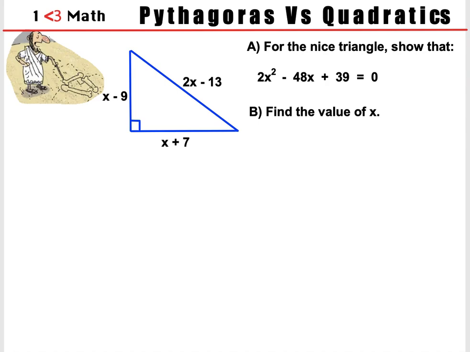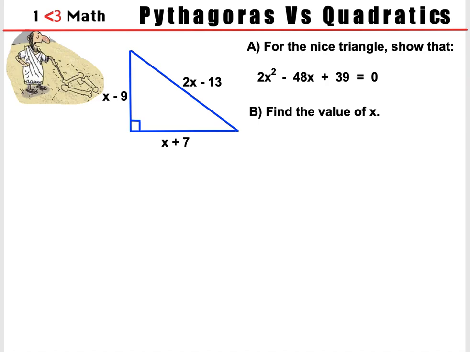This video is called Pythagoras Vs Quadratics, and there's a nice blue triangle that we need to work with. For part A, show that 2x squared minus 48x plus 39 equals 0. Part B, we need to find the value of x. So we've got the blue triangle, the right angled triangle, with sides x minus 9, x plus 7, and 2x minus 13. If you'd like to have a go at this question, please pause the video now before I proceed with the solutions.